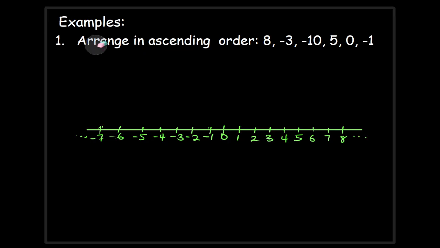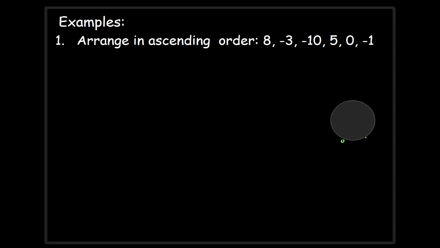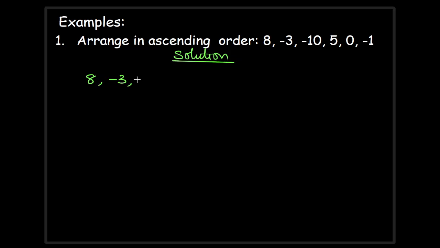Okay, so let's move down to arranging the numbers and see what we get. Number one, arrange in ascending order. So we have 8, minus 3, minus 10, 5, 0, and then minus 1. Now let's arrange in ascending. Take note, ascending means from the smallest to the biggest. So what do we have there?